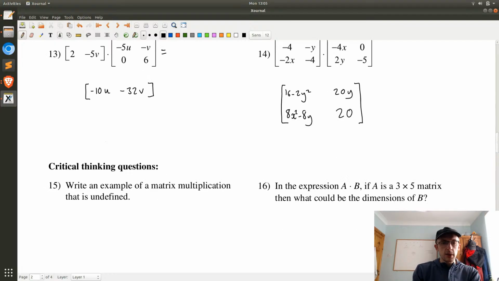Write an example of a matrix multiplication that is undefined. Okay, we all know how to do this by now. If you have a 5 by 7 matrix multiplied by an 11 by 10 matrix, it's undefined because the inner numbers here, 7 and 11, do not agree.